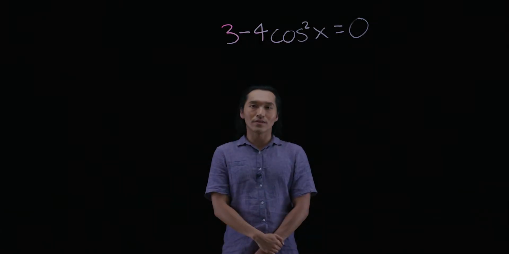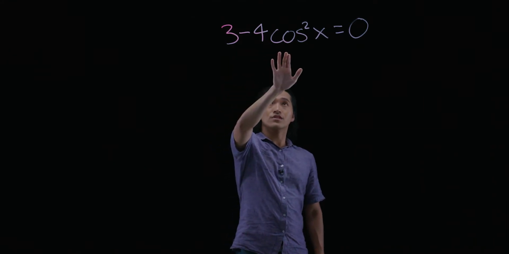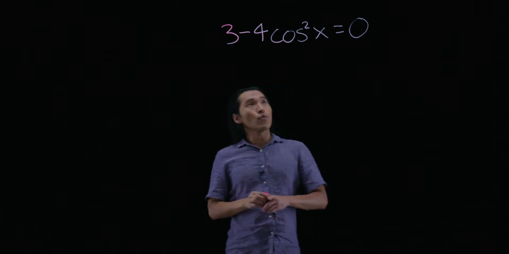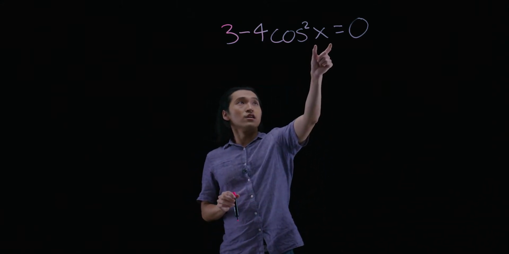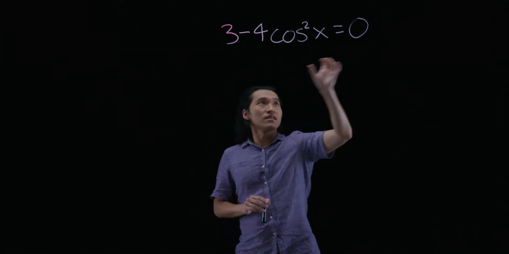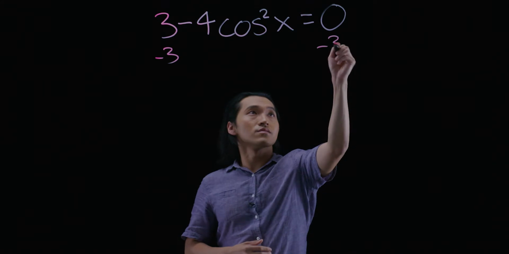Hi, I'm David. So for this problem, we're given an equation, 3 minus 4 times cosine of x squared is equal to 0. And they want us to find x. So in order to isolate x, we need to move everything that's not x to the other side of the equation. So let's start by subtracting 3 on both sides.